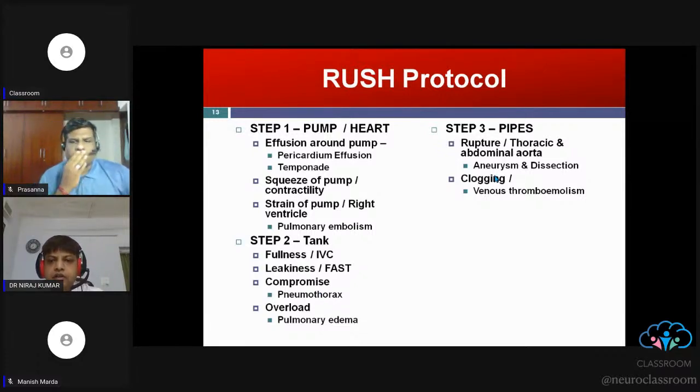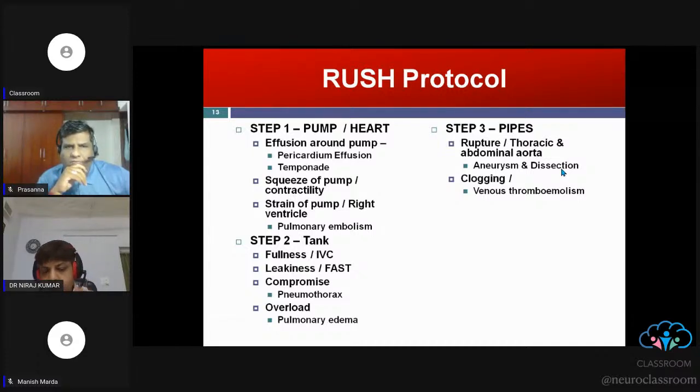The third step of the RUSH protocol is about the pipes. Pipes means major arteries and major veins. Two important things which are not so common in emergency conditions, but we have to recognize, are abdominal aortic aneurysm and aortic dissection. These are not common, but very, very lethal.